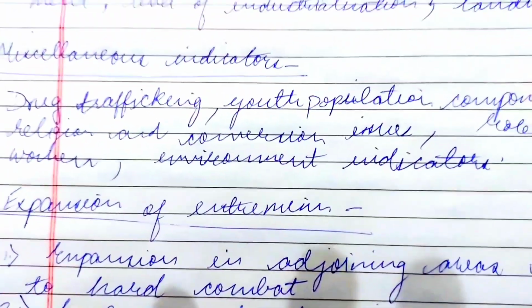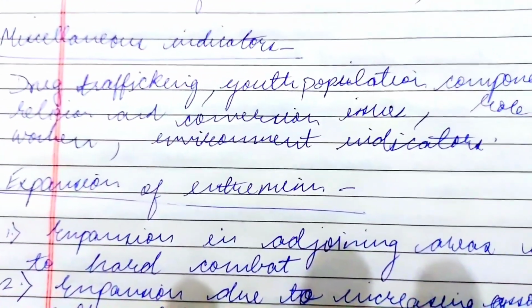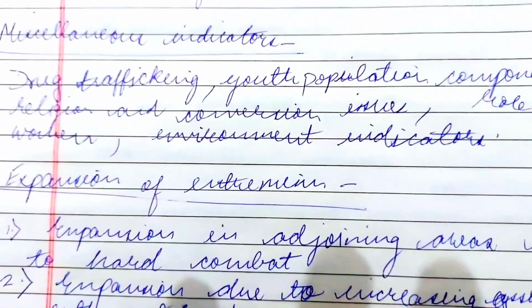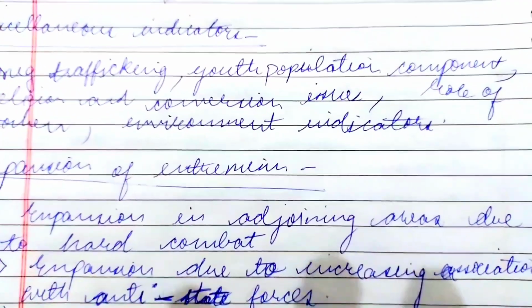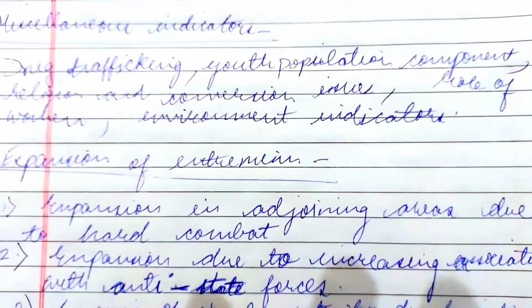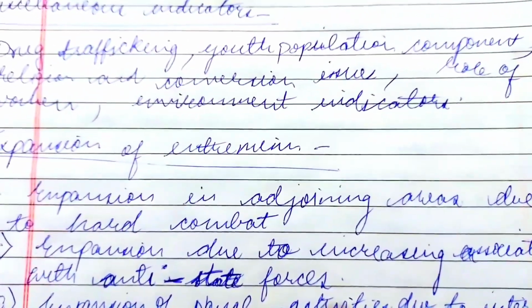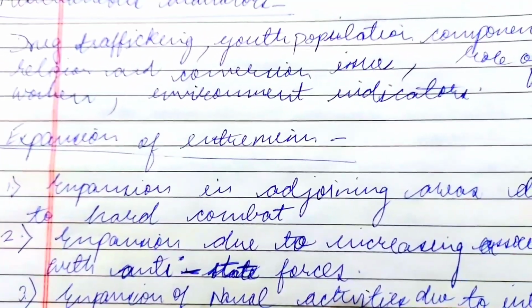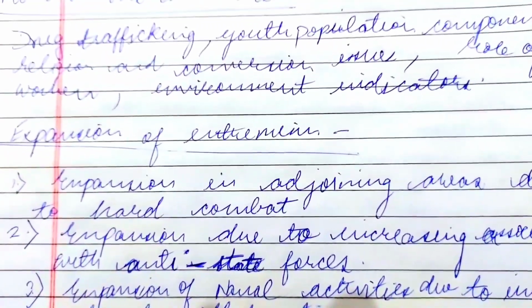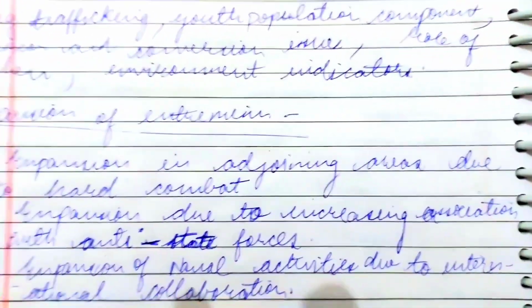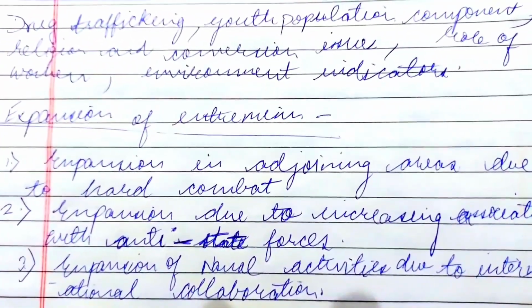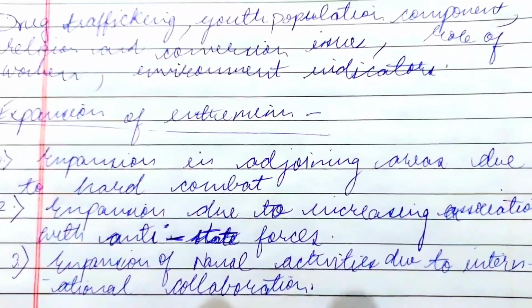Then there are some miscellaneous indicators. Drug trafficking may be present. Then there is the youth population component, and religion and conversion issues may be there. For example, forceful religious conversions may be there. And the role of women is very much less.